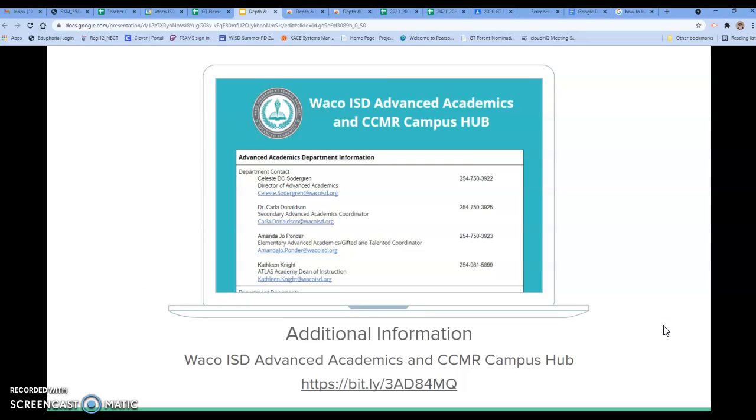More information can be found on our Advanced Academics Hub. There's a lot of documents and details on here that might be useful to you and your campus. You can access it using the bit.ly code down here at the bottom.